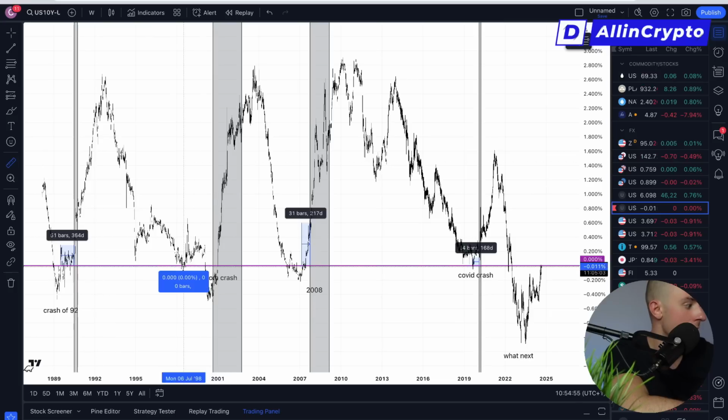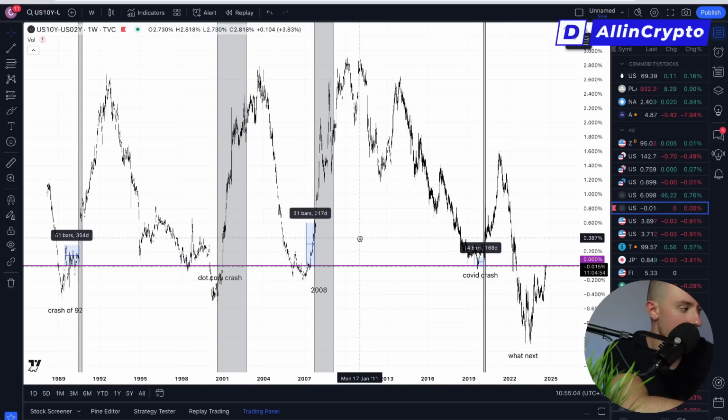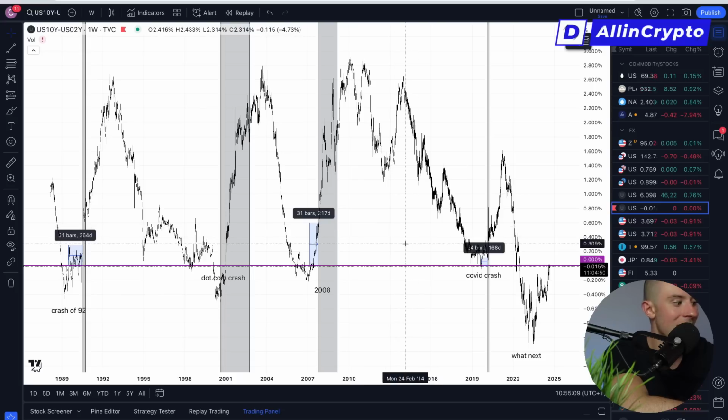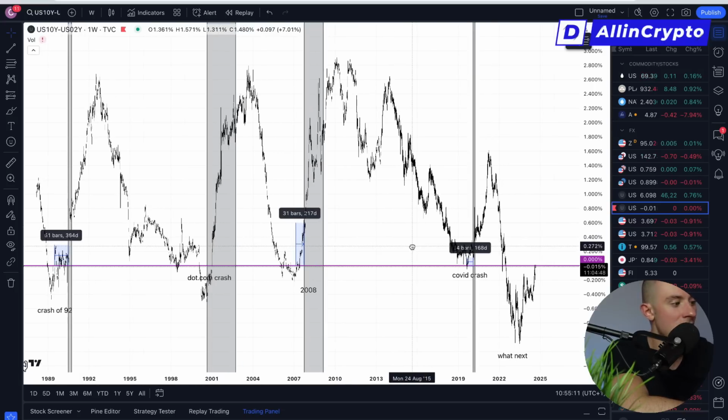For example, you can see this uninversion here. A crash didn't play out till a good couple, 2.5 years later. So there's a lot of variation here. It's not an imminent sign, if you will. However, it is an increased probability of a crash coming on the back end. And this is something to watch.